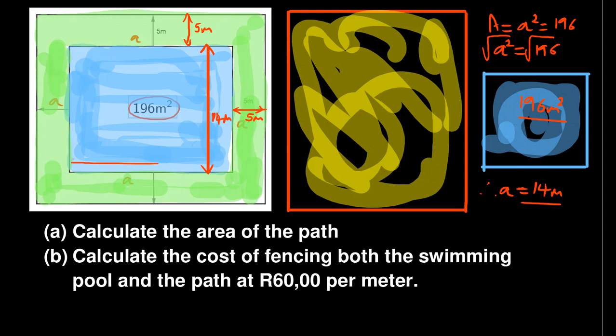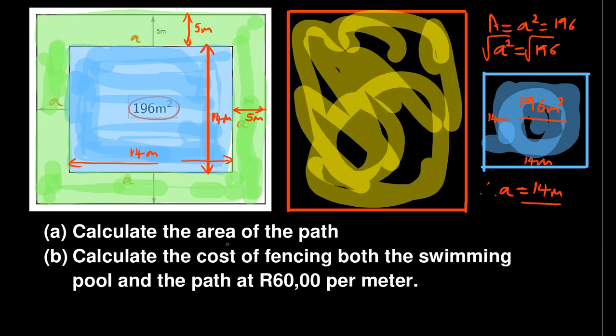Even from this side to that side, it is 14 meters. And remember, this is a what? This is a square. So I have 14 meters there. I have 14 meters there. So if you say 14 times 14, you get your 196.